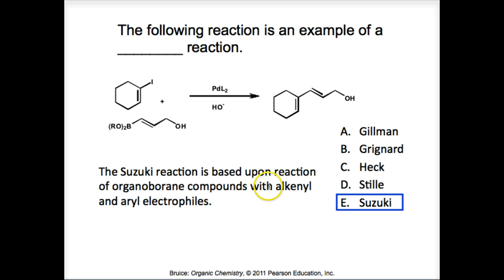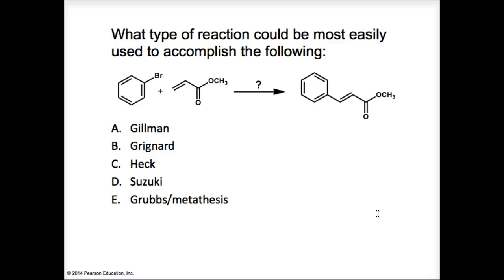So the Suzuki reaction is based upon reaction of an organoborane compound with an alkenyl or aryl electrophile. So this is an aryl electrophile, and here is the organoborane structure that we see in the Suzuki reaction along with the palladium catalyst, the organoborane combination that we see here with Suzuki. So let's go now to practice problem number 8. What type of reaction could be most easily used to accomplish the following? So take a look at that for a second.